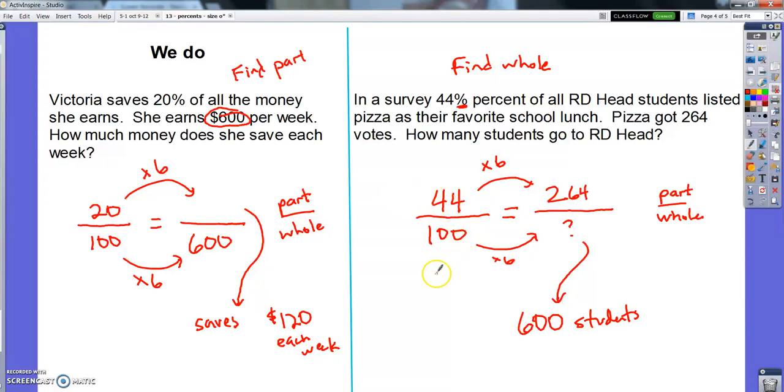44 out of the first 100 voted for pizza, 44 out of the second 100 voted for pizza, 44 out of the third 100, and so on. And if I do this 6 times, that's 600 total students, and it would have been 264 votes for pizza. So that is percent problems, where you find the part or you find the whole when you're given the percent. And that is our last special kind of ratio problem.